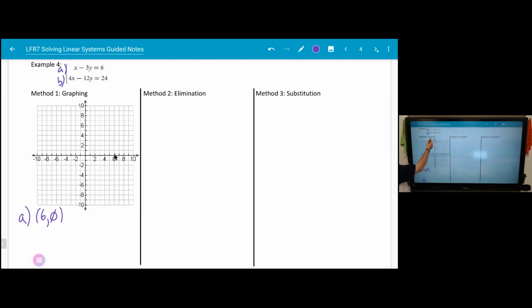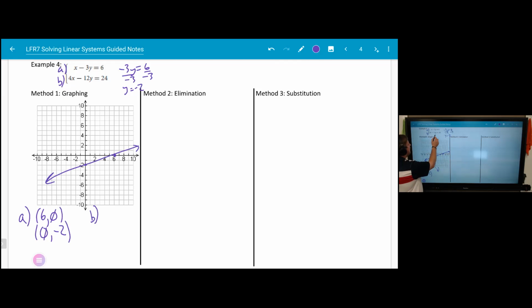And then for the y-intercept, that would be when x is 0, and I'd have 0 minus 3y, or just negative 3y equals 6. Divide by negative 3, and y equals negative 2. So 0, negative 2 right there. So this is my line A graphed.